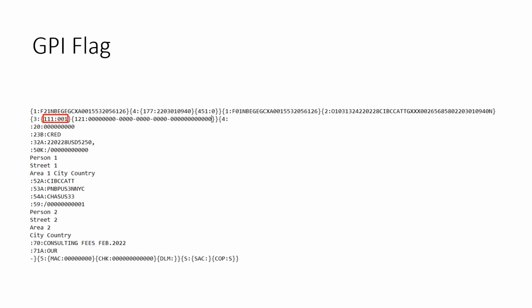Tag 111 in block 3 represents the GPI flag. This indicates whether the sender bank is a GPI or a non-GPI agent, and the next 3 digits are the service identifier. We will get more into that when we get to the GPI part.